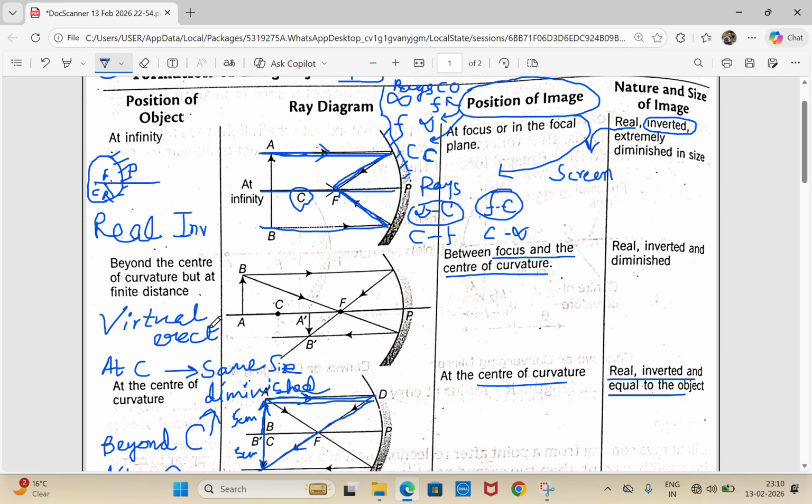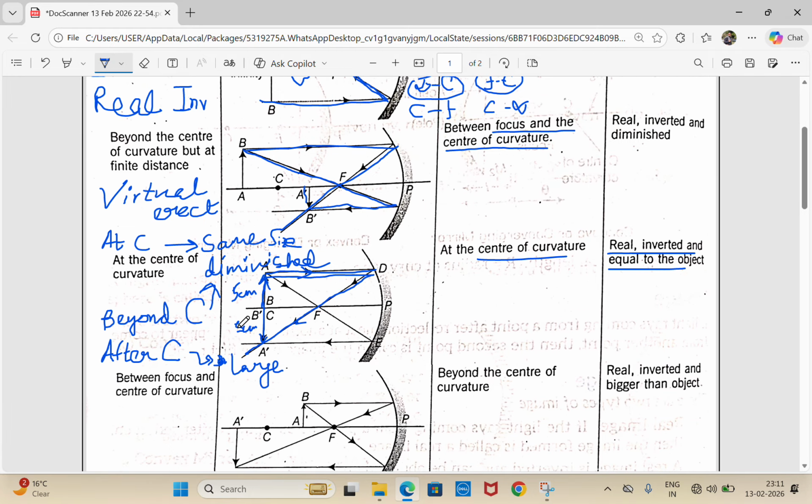And beyond the center of curvature, I said earlier that the image will be diminished, and you can see that the rays coming out from the image create a diminished object. And always make sure that the rays coming out and reflecting back go through the focus, and it is creating a diminished object.